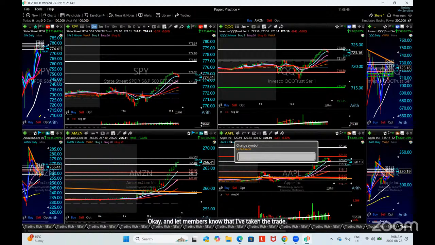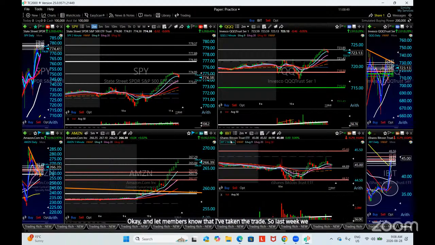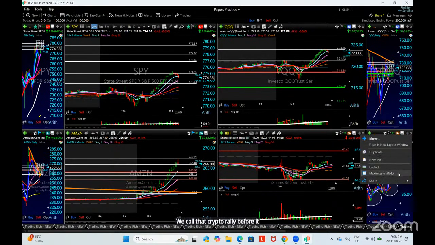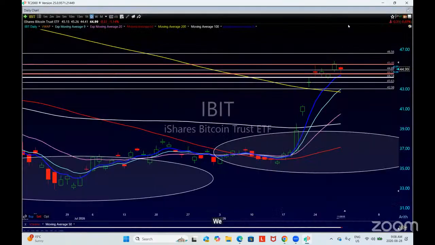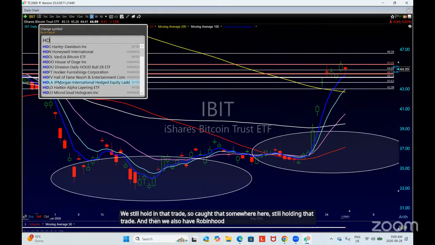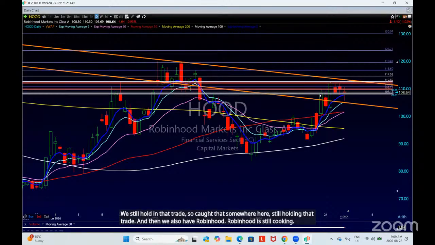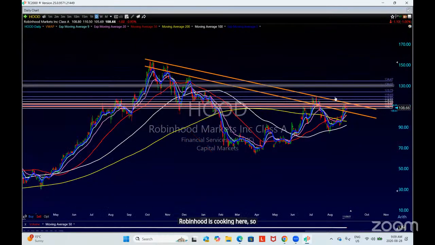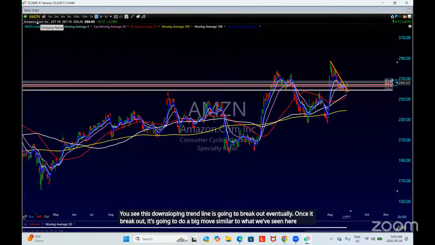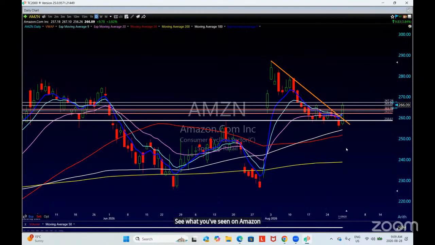Last week we took IBIT. We caught that crypto rally before it started, and we're still holding that trade. We caught that somewhere here. And then we also have Robinhood. Robinhood is still cooking. You see this downsloping trend line is going to break out eventually. Once it breaks out, it's going to do a big move similar to what we've seen on Amazon. A similar move is about to happen on Robinhood.